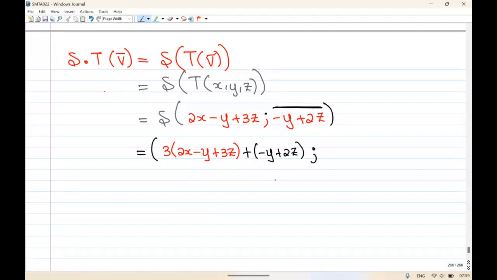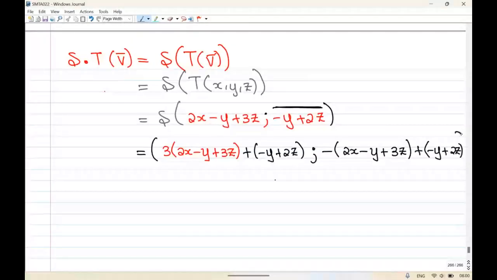Then what about the second element of this? It's going to be negative into open bracket 2x minus y plus 3z, close bracket, and then plus, what? Plus open bracket negative y plus 2z. And now I close the other bracket.